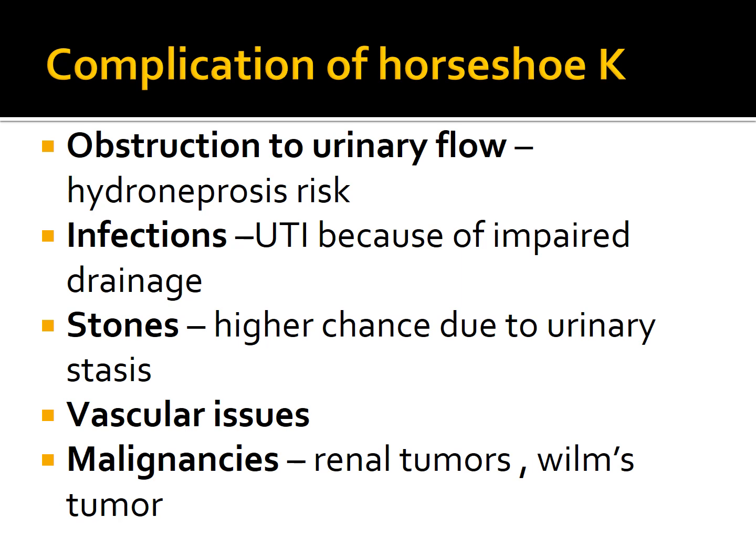Infections like urinary tract infection occur very frequently because of the impaired drainage. So wherever there is urinary stasis, the chance of infection is high. Stone formation takes place because of the urinary stasis, so the risk of calculi is more, and vascular issues are there because it is compressing over the aorta. And then malignancies like renal tumors, Wilms tumor, can occur at a higher incidence in a person who has a horseshoe shaped kidney.